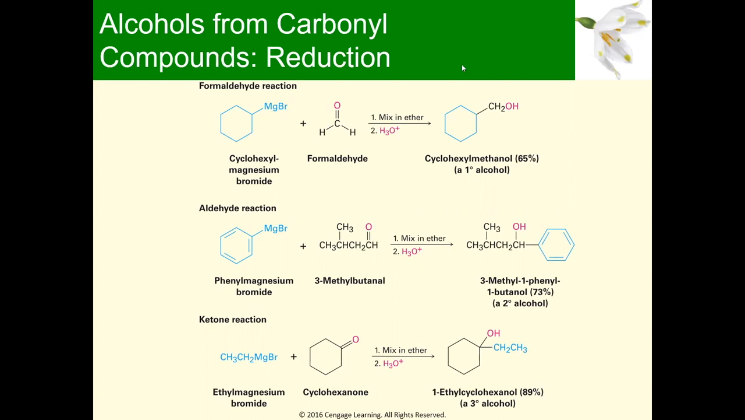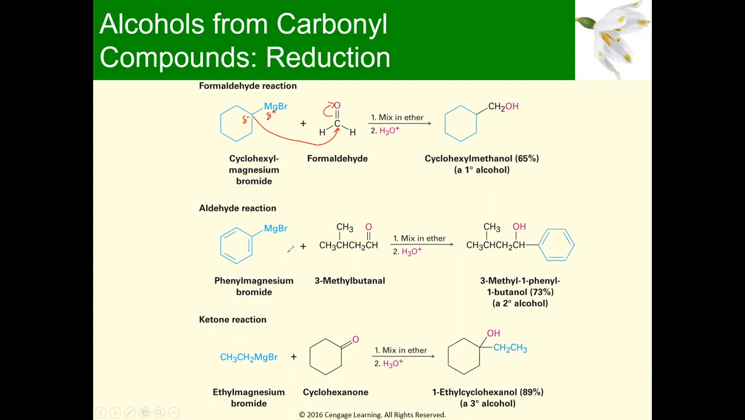Let me talk through the mechanisms of some of these. Because of this Grignard reagent, this carbon is going to be the partial negative end, and the magnesium is going to be the partial positive end. So it's going to act as the nucleophile, and it's going to attack that carbon. Effectively, what you've done is add this cyclohexane ring to this carbon, and you convert it into an alcohol.